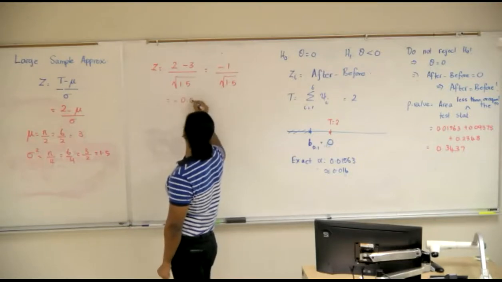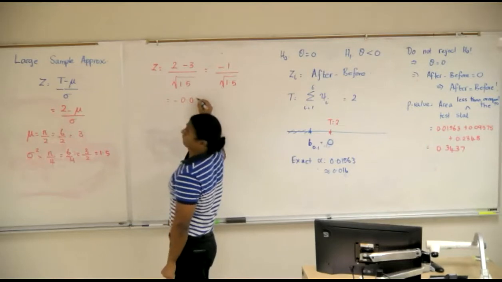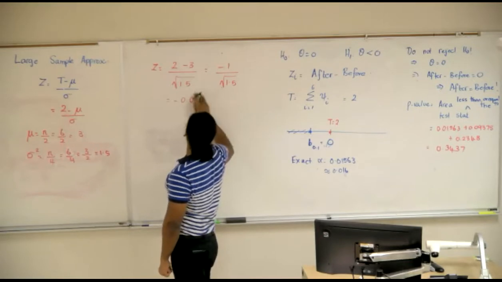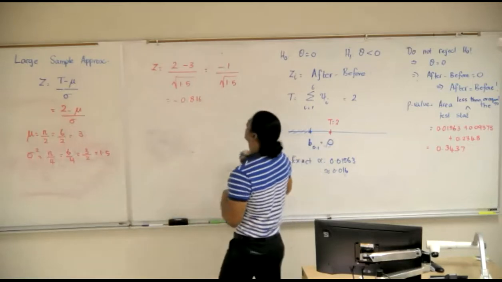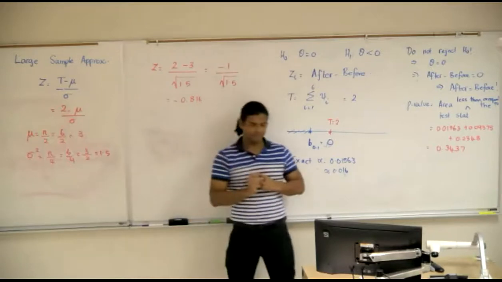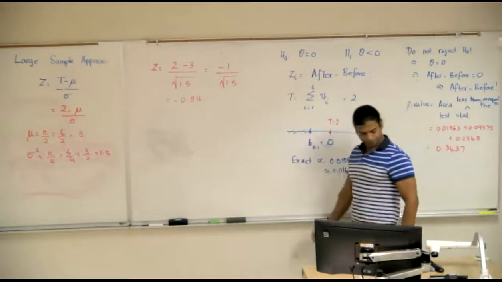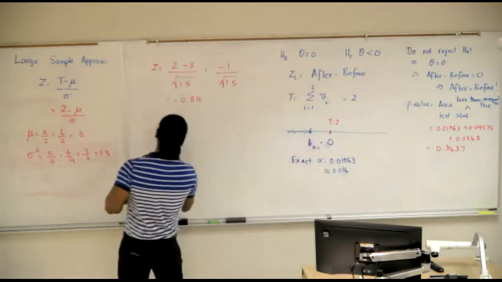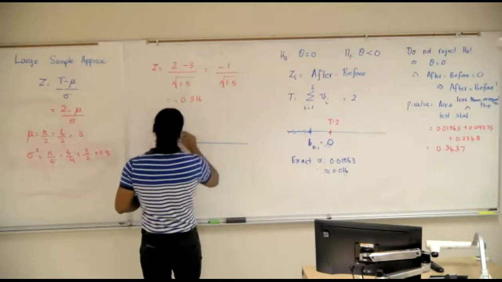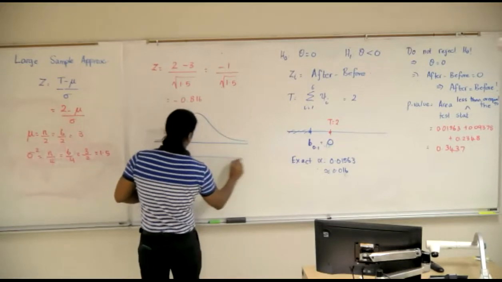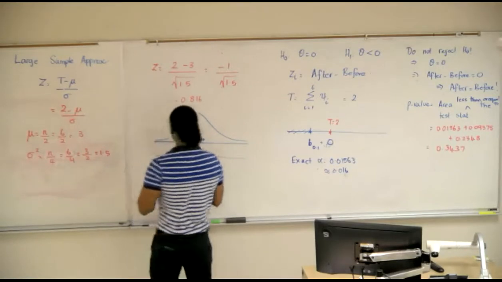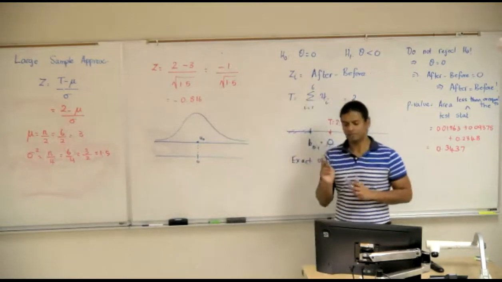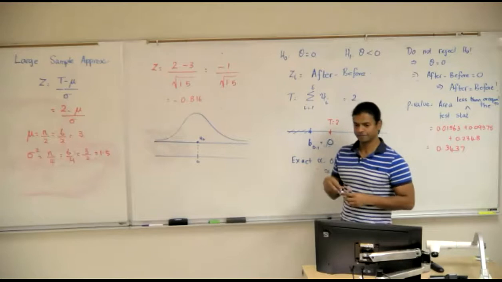That gives negative 0.8164, or if you round it, 0.8165. Yes, correct. Okay, so zero is in the middle. Where should the rejection region be? Should it be on the right or the left? Left.